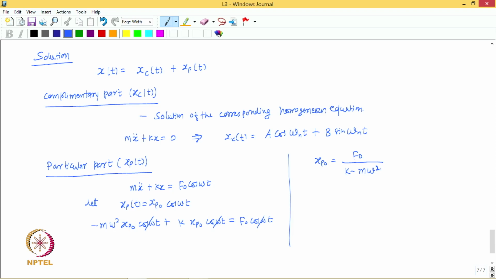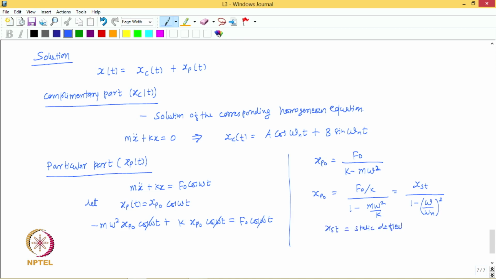So this is nothing but the amplitude of the particular part of the solution, and we can also write it in this form. If I divide the numerator and denominator by k, then I get m omega square by k, which I can also write as this. I can refer to f naught by k as x static, the static deflection, and here k by m can be written as omega n square, and hence this becomes omega upon omega n whole square. So here x static is the static deflection.